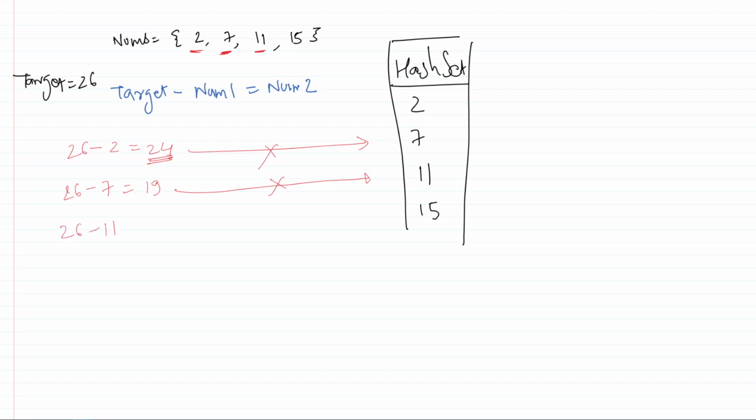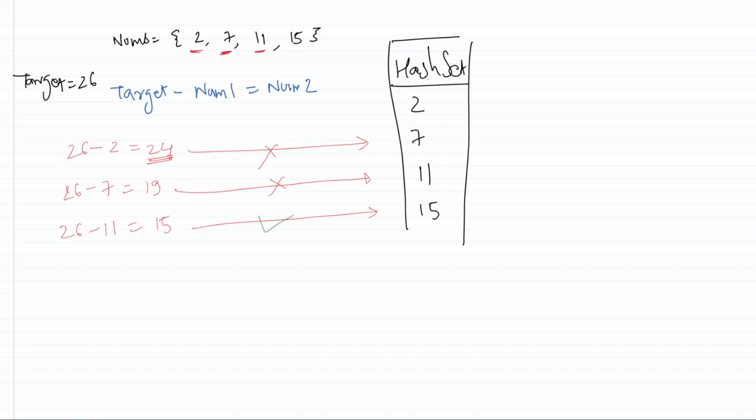26 minus 11. Do I have this number in my list? The answer will be yes. So you see, we have only traversed 3 times in the list and you have got your answer. And there is only one loop required to iterate on your list, given that you have all the elements from the list in a hash set.